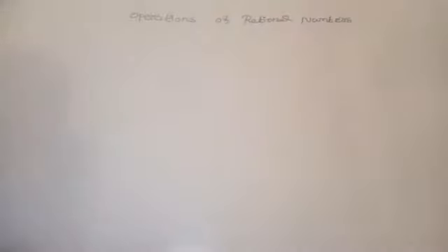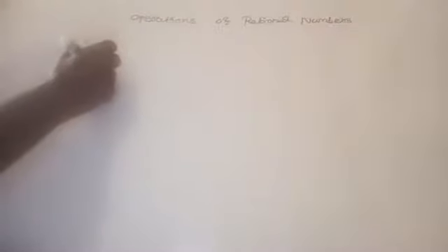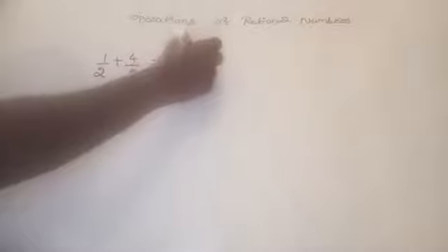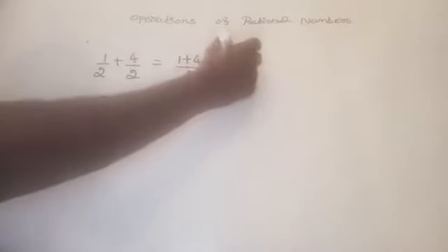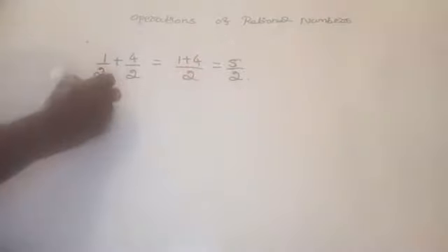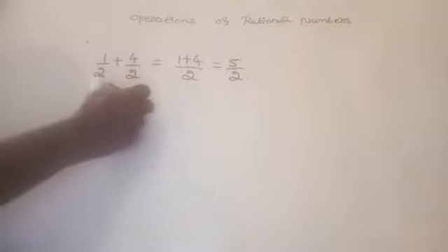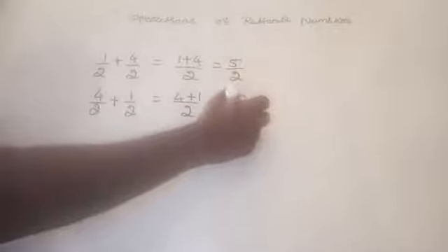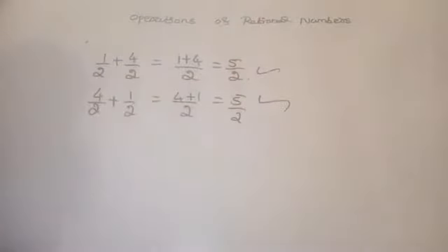In addition, the commutative property is satisfied. We know that. Suppose 1 by 2 plus 4 by 2, which means 1 plus 4 by 2, which is equal to 5 by 2. Otherwise, 4 by 2 plus 1 by 2 means 4 plus 1 by 2, which is equal to 5 by 2. So 5 by 2 equals 5 by 2. So the commutative property is satisfied under addition of two rational numbers.